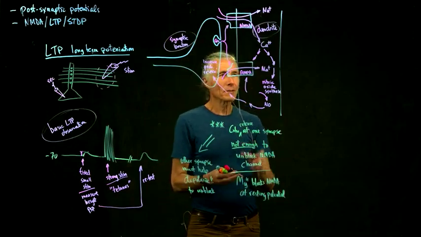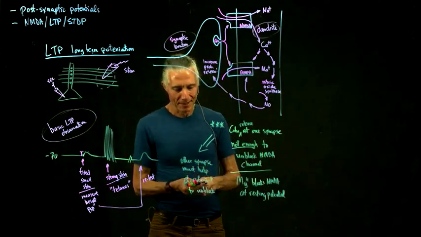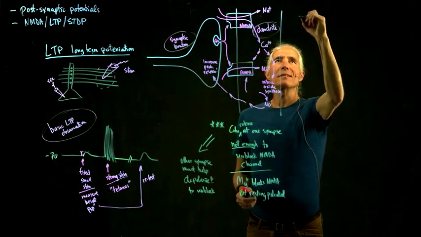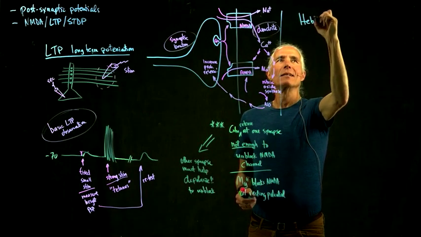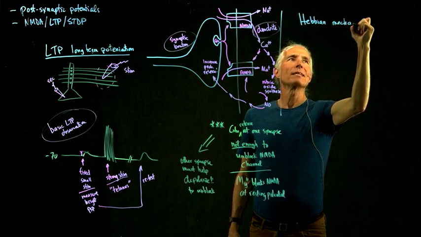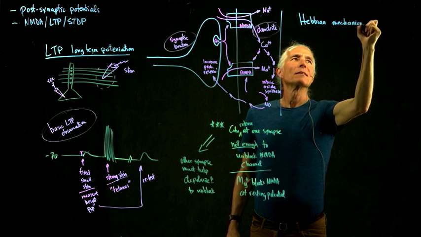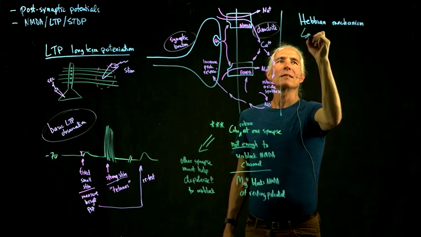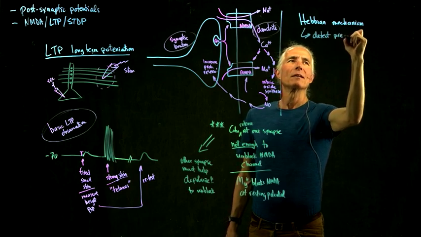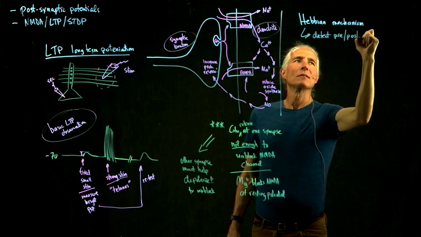And what are the basic things I always ask on the test? So this is kind of a Hebbian mechanism. And what is a Hebbian mechanism? It's to detect pre-post correlation.